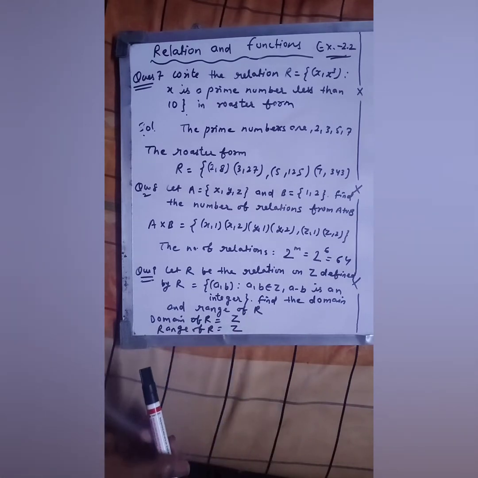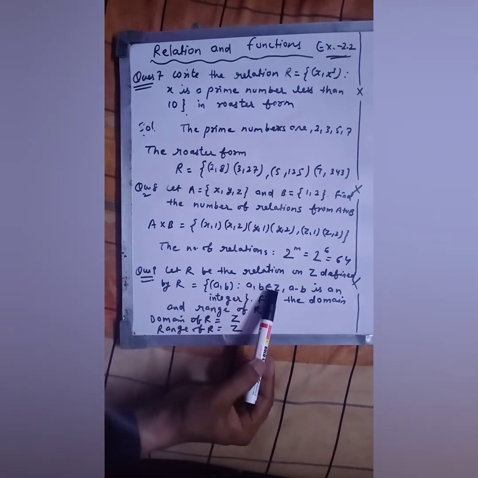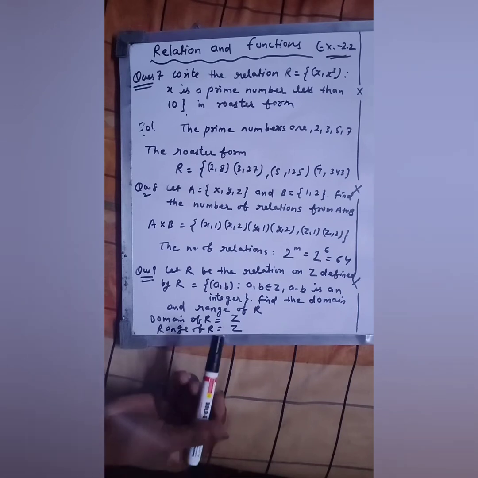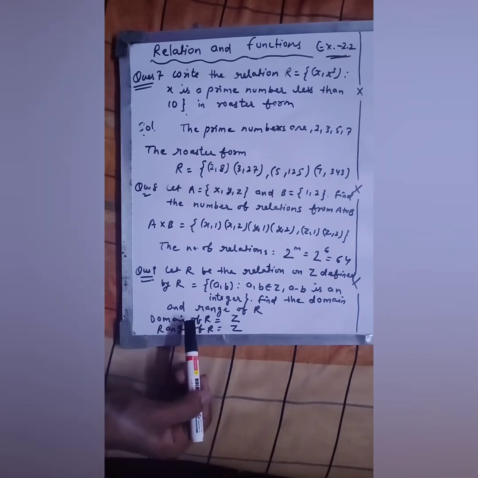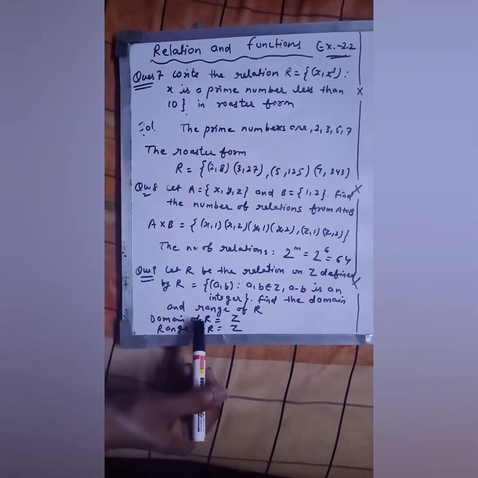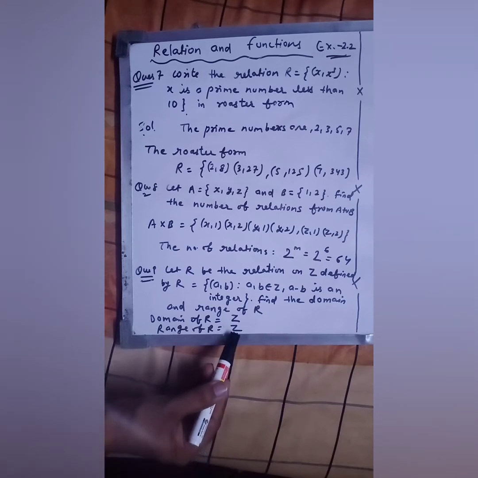See, for the domain of the relation, a and b both are integers, so if you find the difference of a and b, that is also an integer. If you subtract an integer from an integer, your answer would be an integer. So your domain, the value which you get at the place of x, that is called the domain, so that would be integers, and your range will also come out as integers. Okay, got it?